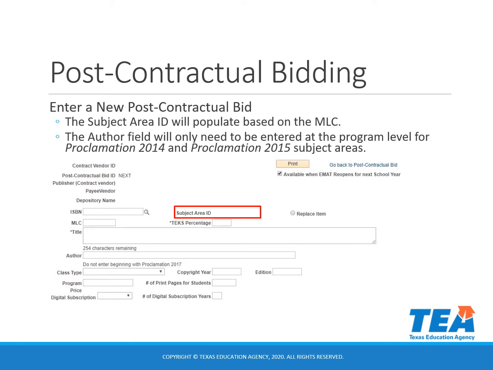The subject area ID will populate based on the MLC that you enter. The MLCs can be found on the TEA website by hovering over the Academics tab and clicking on Ordering Instructional Materials. This MLC document is updated yearly. The author field will only need to be entered at the program level for Proclamation 2014 and Proclamation 2015 subject areas.